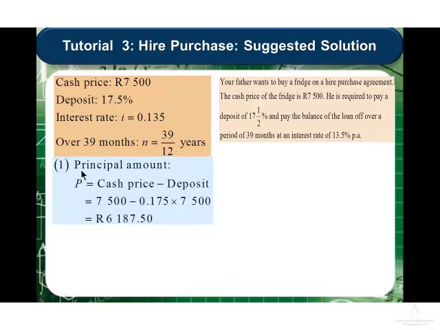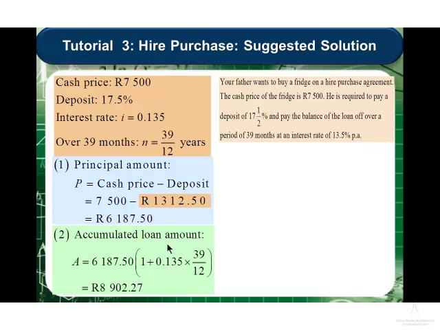So first of all, we have to find the principal amount. In this case, with such a loan agreement where the deposit is payable, it's the cash price minus the deposit. So it's 7,500 Rand minus 0.175 times 7,500. This represents the deposit, 17.5% of 7,500, and this gives us, of course, an amount of 1,312 Rand and 50 cents to be subtracted from 7,500, giving 6,187 Rand and 50 cents.